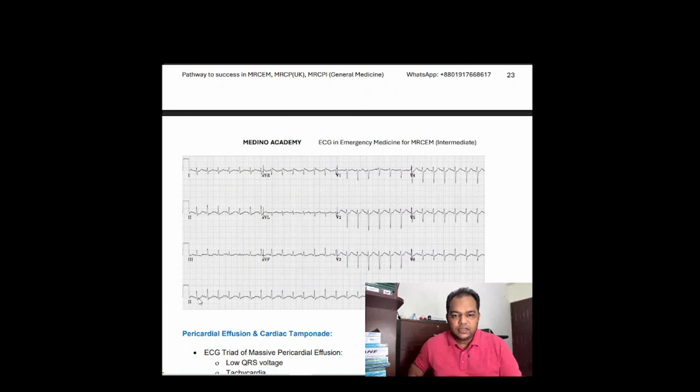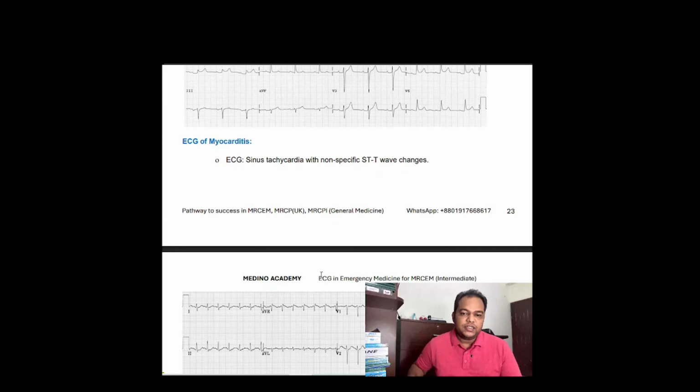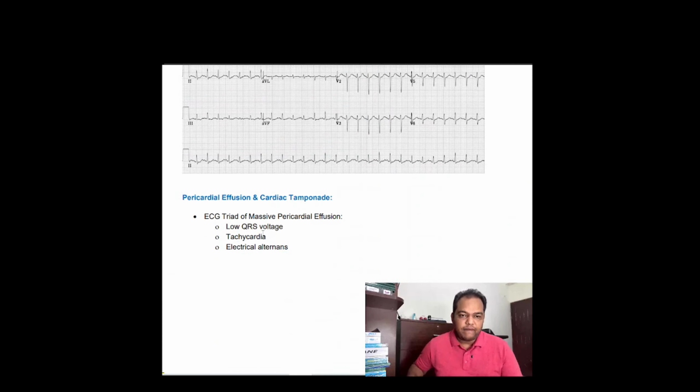In case of myocarditis, the finding is sinus tachycardia. You can see the rate of the ECG is increased, approximately 150 beats per minute, and there is also a P wave present. So it is sinus tachycardia. So myocarditis is represented in ECG by sinus tachycardia.